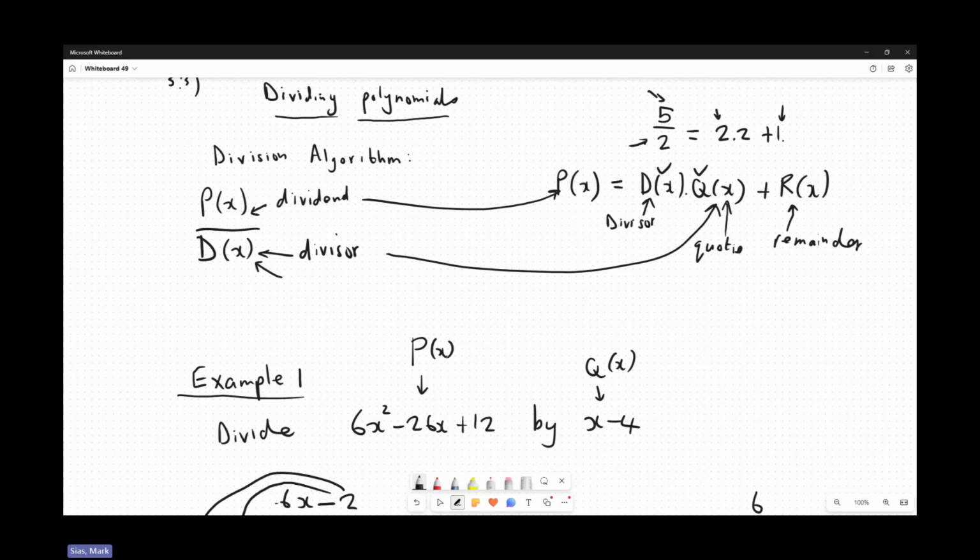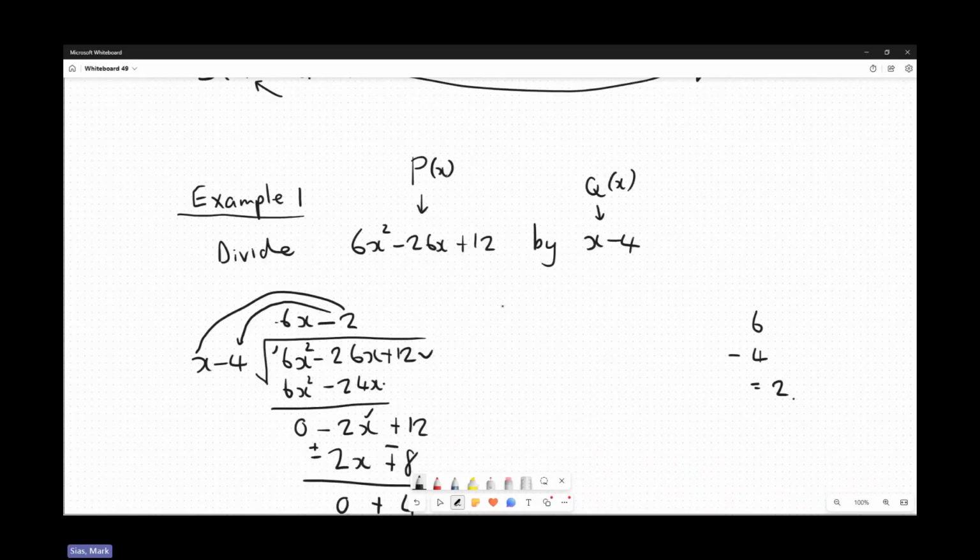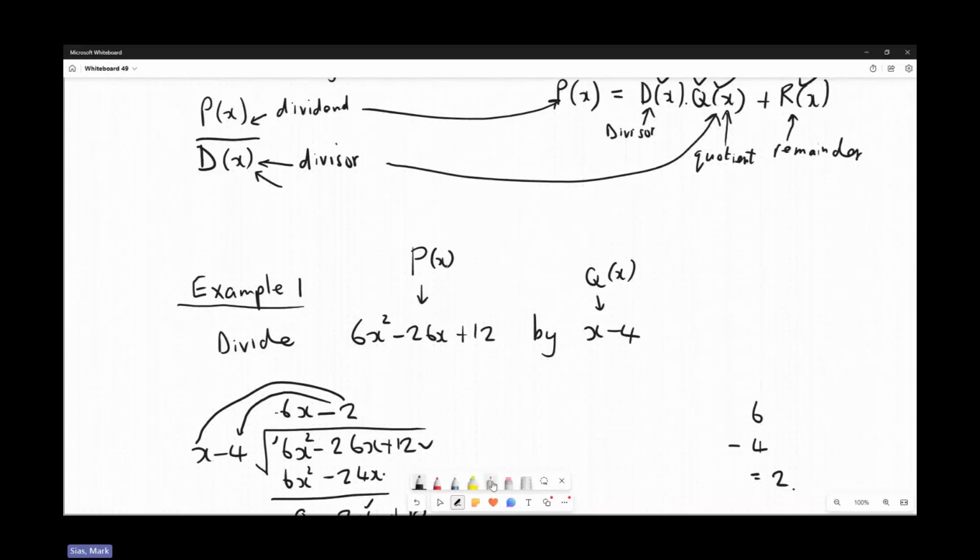And my remainder stays the same. Okay, so D of X is my divisor function, P of X is my dividend. I'm dividing it with a divisor, and I have multiplied by a quotient, and then I have a remainder. In our case, the remainder was 4.